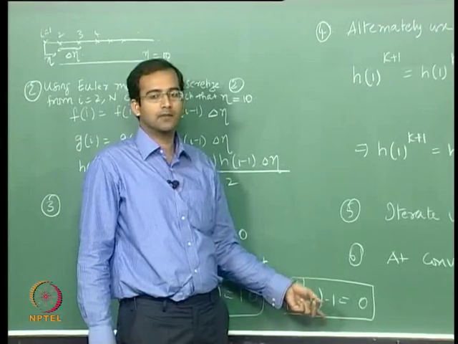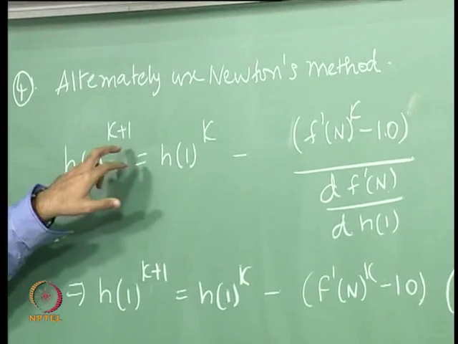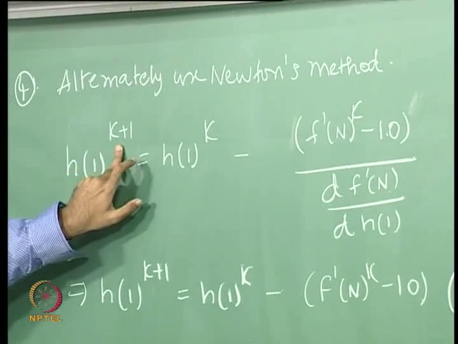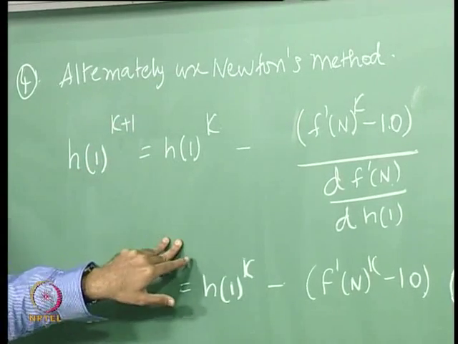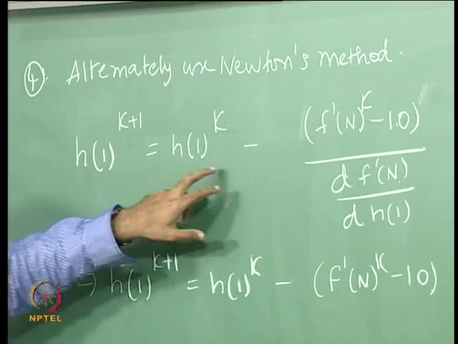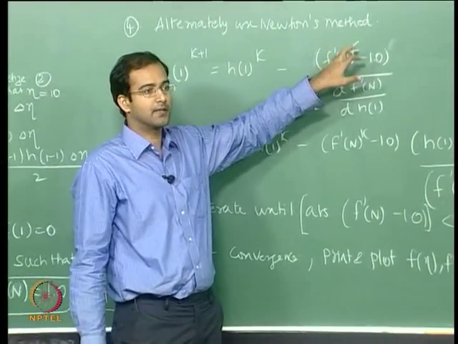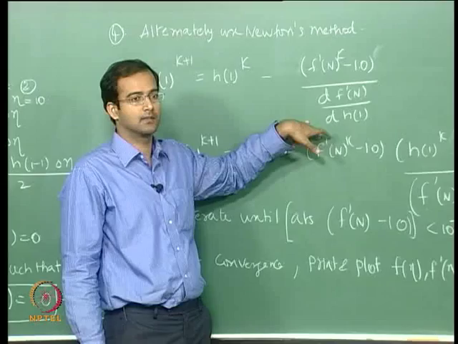So what does the Newton-Raphson method say? You can choose a guess value such that the guess value is coming out of this particular equation, which is h1 of k minus f of x by f prime of x.